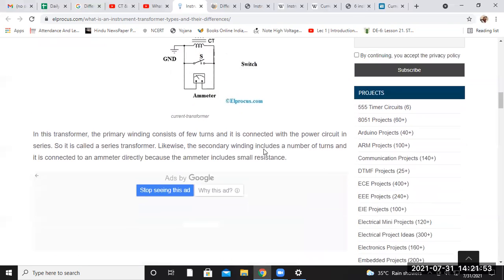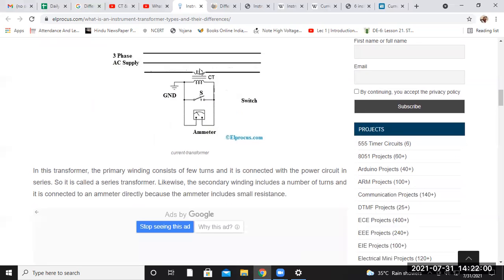Now it is explained here. In this transformer, the primary winding consists of few turns. The number of primary turns will be lesser than the number of secondary turns. Here you can say this is the primary winding. This is the core part of the transformer. This is the secondary winding. Let us say the primary winding has two turns, and it is connected to the power circuit.